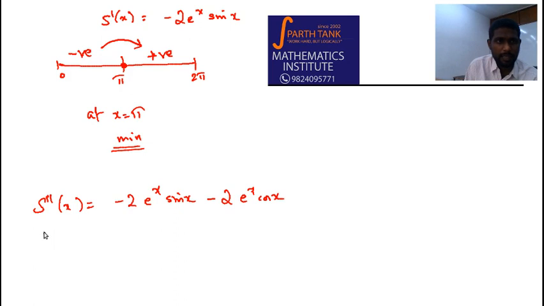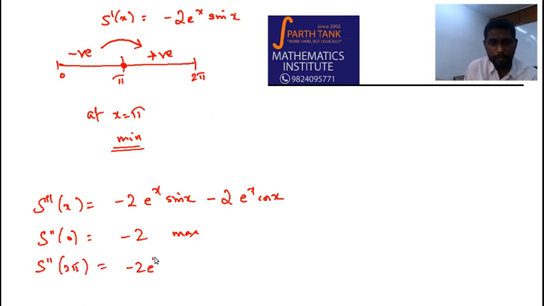In this, if you put s double dash of 0, sin 0 would make it 0 here and minus 2, so you get a maximum. S double dash of 2 pi would give me minus 2 e power 2 pi, this becomes 0, this remains, so another maximum. But s double dash of pi on the other hand would be minus 2 e power pi, this becomes 0 anyway, and this term remains, minus 2 e power pi into minus 1, which is 2 e power pi, which is greater than 0.